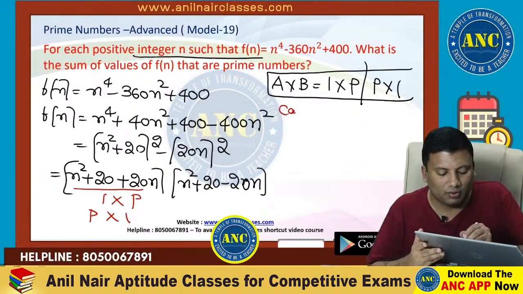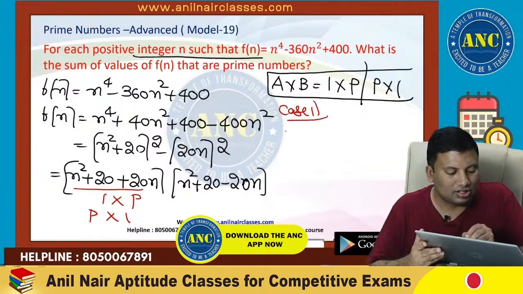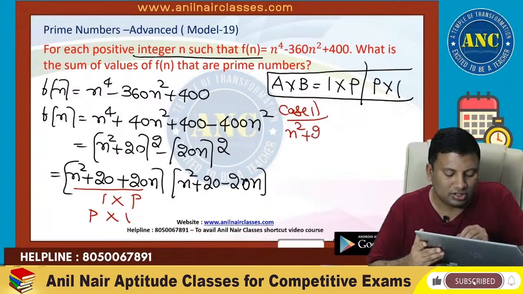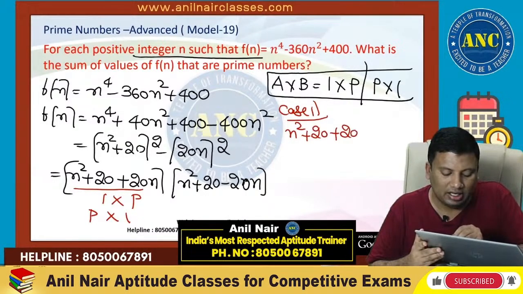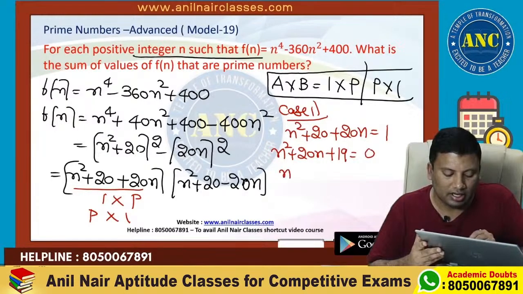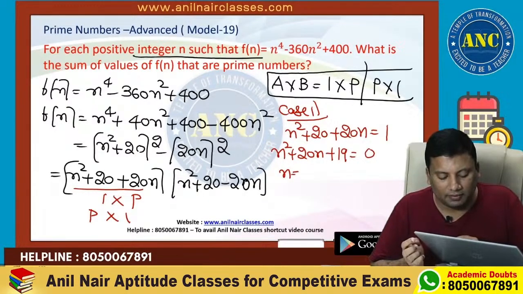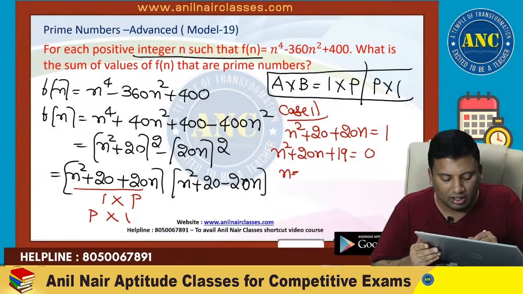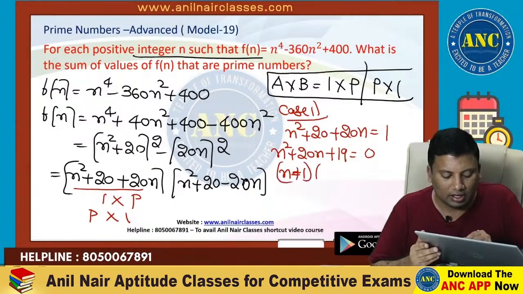Case number 1: n square plus 20 plus 20n equivalent to 1. So n square plus 20n plus 19 equivalent to 0. So n will be, it is n plus 1 into n plus 19. So n will be minus 1 or minus 19.